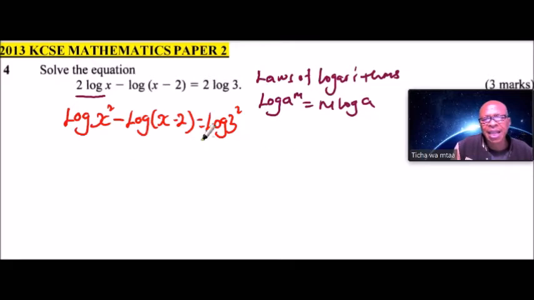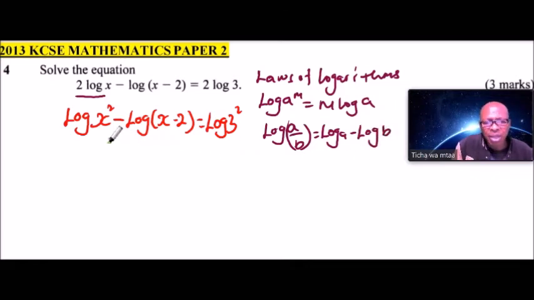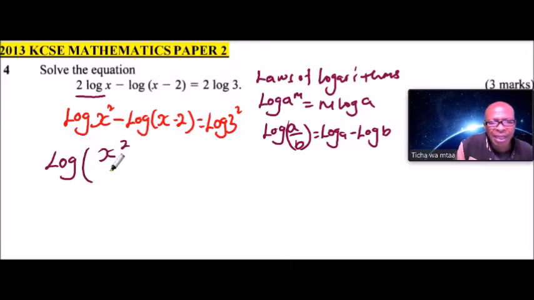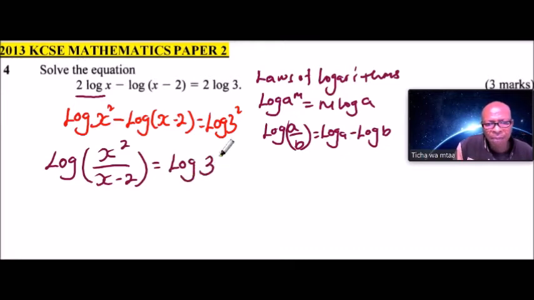Then there is a rule that says if we have the logarithm of a over b together, this is the same as the logarithm of a minus the logarithm of b. So we can use that here and say this is the same as the logarithm of x squared divided by x minus 2, because the sign here is negative, which is equal to the logarithm of 3 squared. Now we can get the anti-logarithm of both sides.